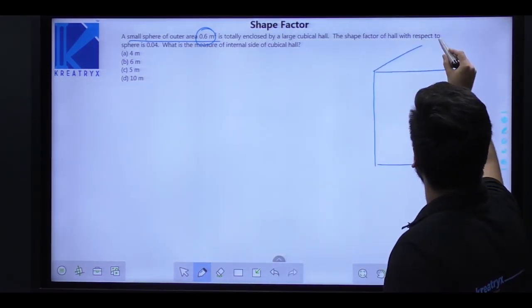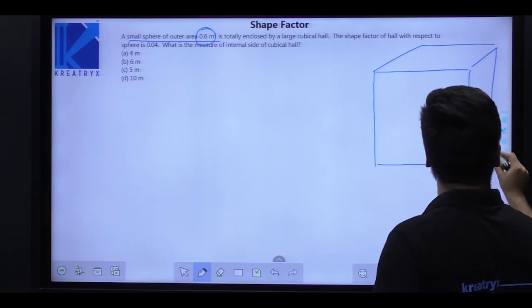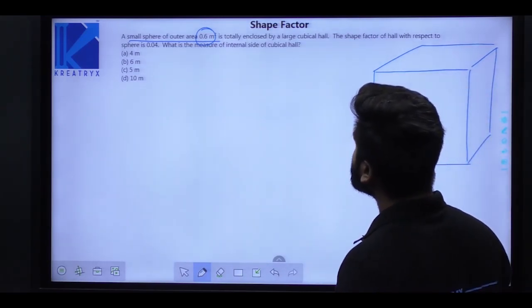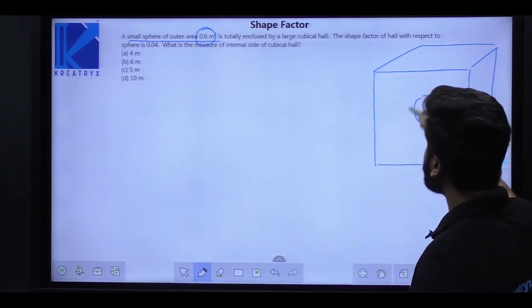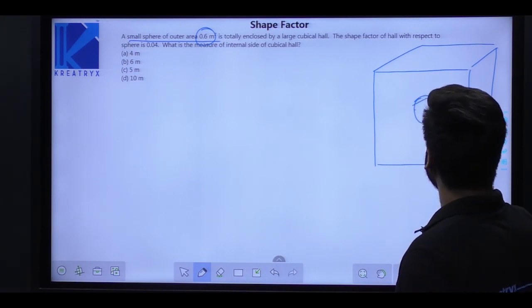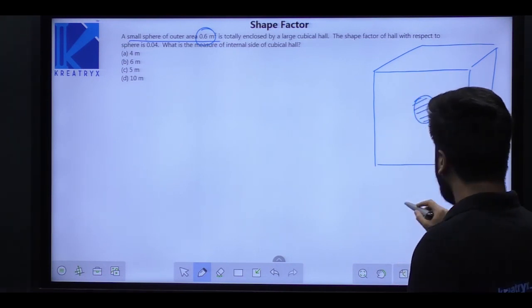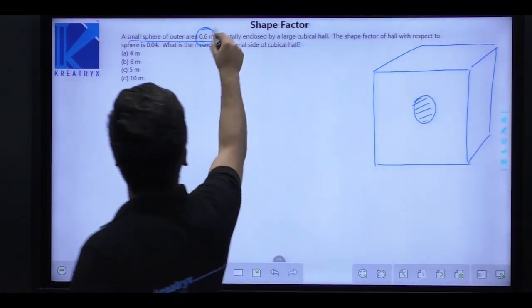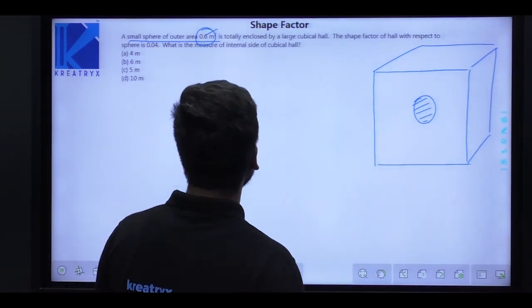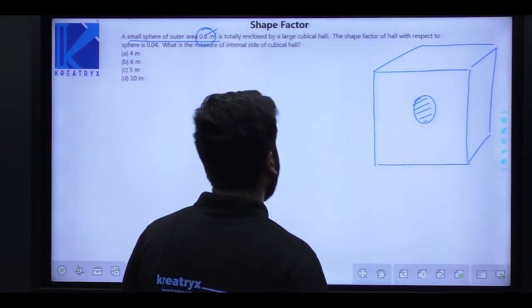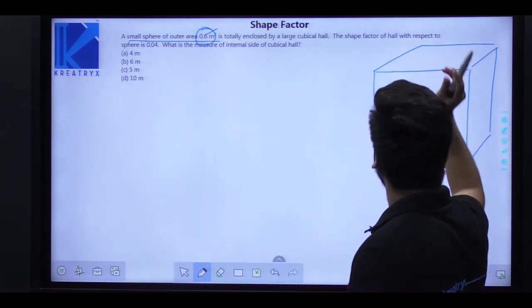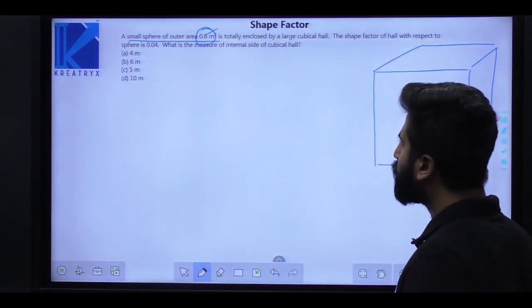And a small sphere of outer area 0.6 meter square is placed inside. The area of this is given, so I'm not writing it. It's totally enclosed by a large cubical hall. The shape factor of hall with respect to sphere is 0.04.